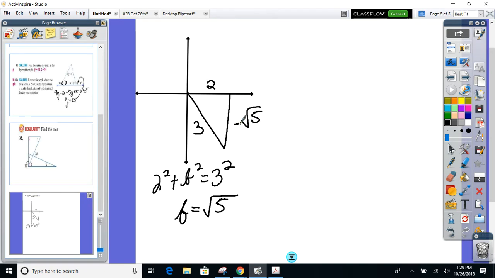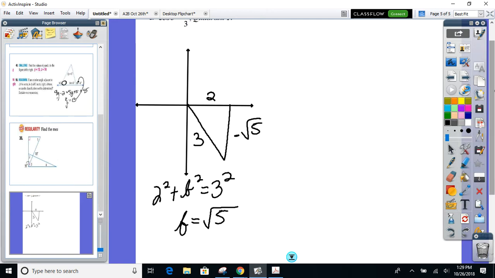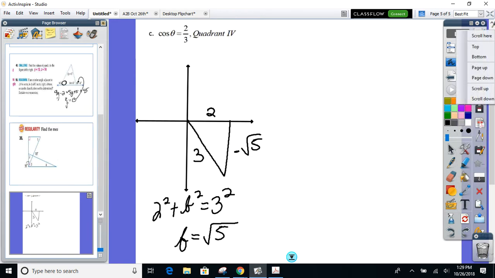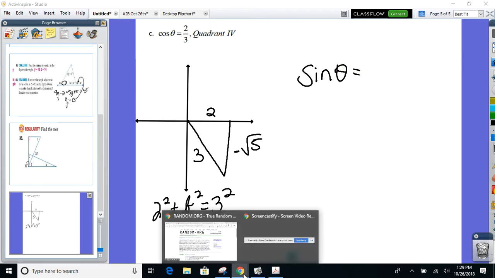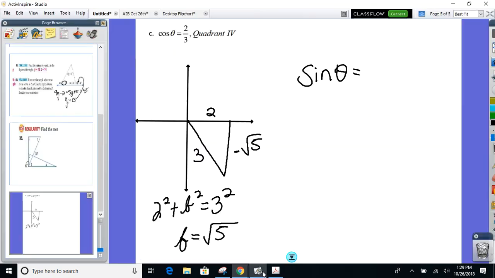Got it. All right, next up, what's it asking me for? To find sine, right? Find sine in the angle or the other one. All right, so help me find sine now. Which 2 values do I need for sine?